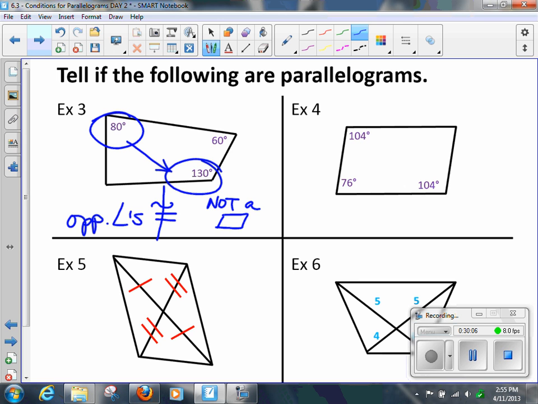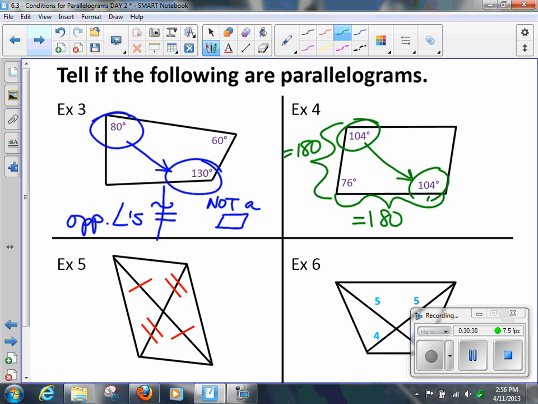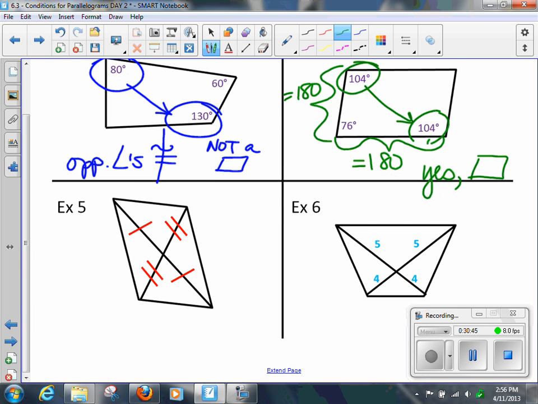Zoe, what do you think about example 4? Why? Opposite angles are congruent. That's good. And, oh, I can't do it that way. Let's do it this way. My consecutive angles do equal 180, and you have to check both sets of those, right? So is that a parallelogram, yes or no? Yes. If you had to name it, it's a parallelogram.